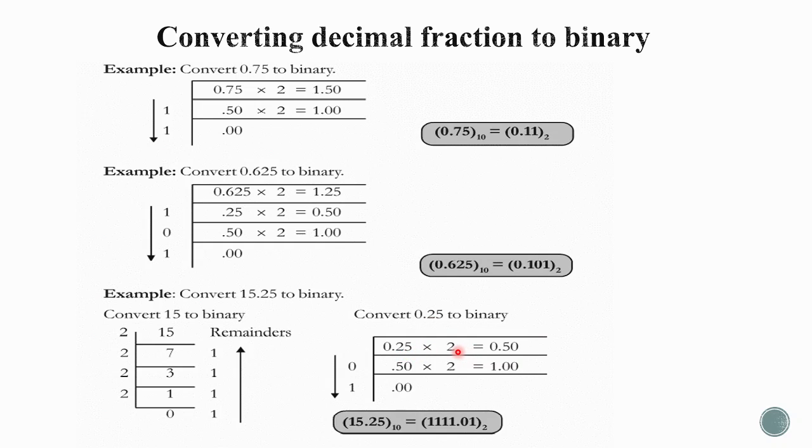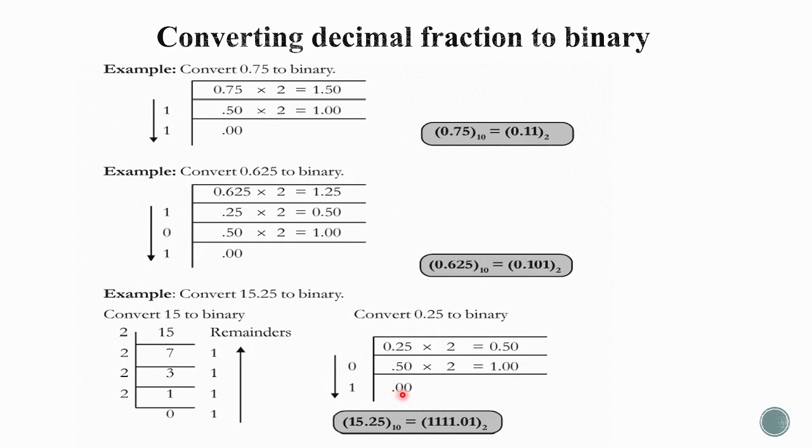0.25 into 2, we will get 0.50 as the answer. Here 0 is the integer part, and 0.50 is the fractional part. Record the integer part, so 0 is recorded, and again multiply the fractional part by 2. 0.50 into 2 is equal to 1. Here 1 is the integer part. Record the integer part. The fractional part is 0.00.